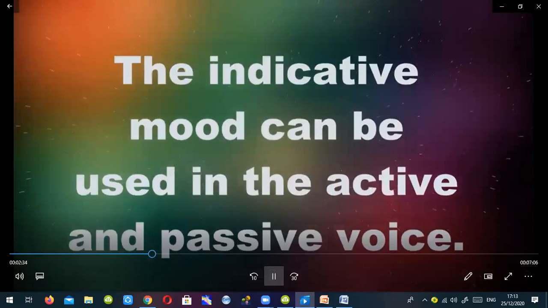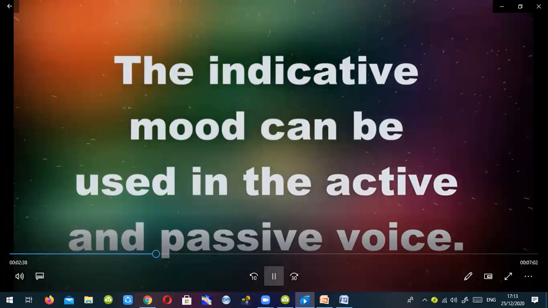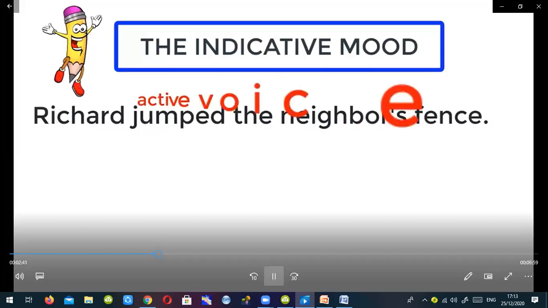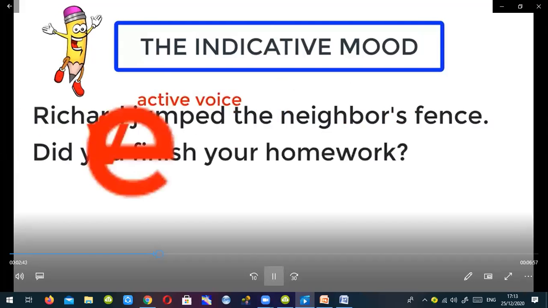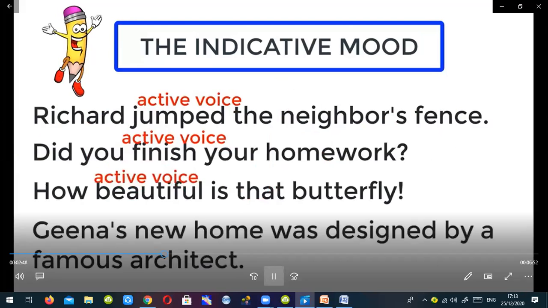And it can be used in both active and passive voice, as in these examples. Richard jumped the neighbor's fence. Did you finish your homework? How beautiful is that butterfly? Gina's new home was designed by a famous architect. Notice that these sentences show simple assertion, interrogation, or exclamation.